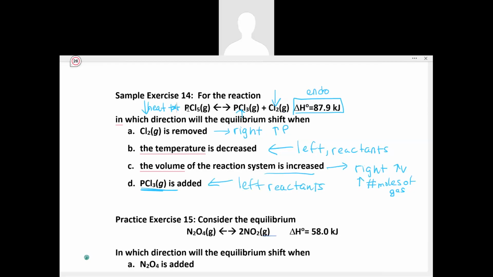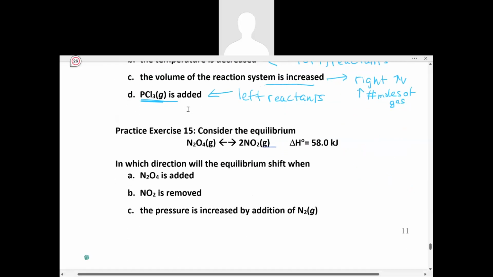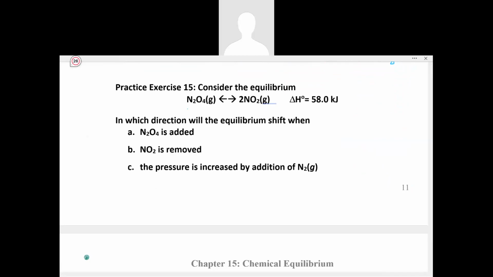Let's take a look at the next practice exercise here, number 15. We have our reaction here. N2O4 gas turns into 2NO2 gas. So we have 1 mole here, keep that in mind, 2 moles here. We have, again, a positive enthalpy value. So this is another endothermic reaction. So we'll put heat over here as a reactant. And let's see what happens if we were to add N2O4. So that's a reactant. We're going to shift to the right towards products.